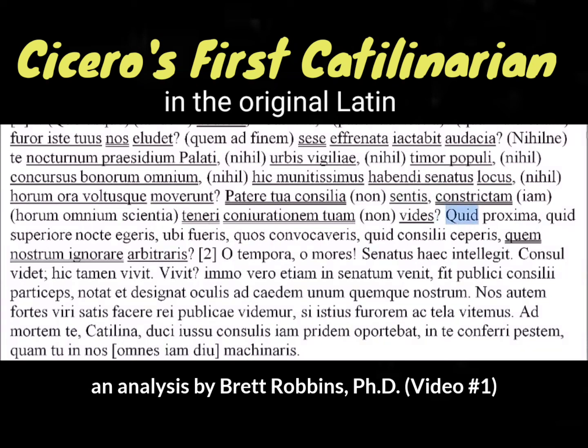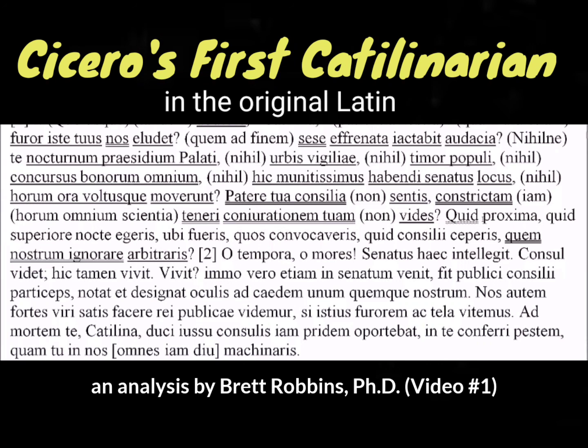So quid will be the direct object of ignorare. So I'll use a different sort of double underline to get across that it is the direct object of, in effect, part of the direct object of the main verb. You see that? Which of us do you think is ignorant of all of these things? Okay. And all of these things are going to be, in effect, direct objects of ignorare.